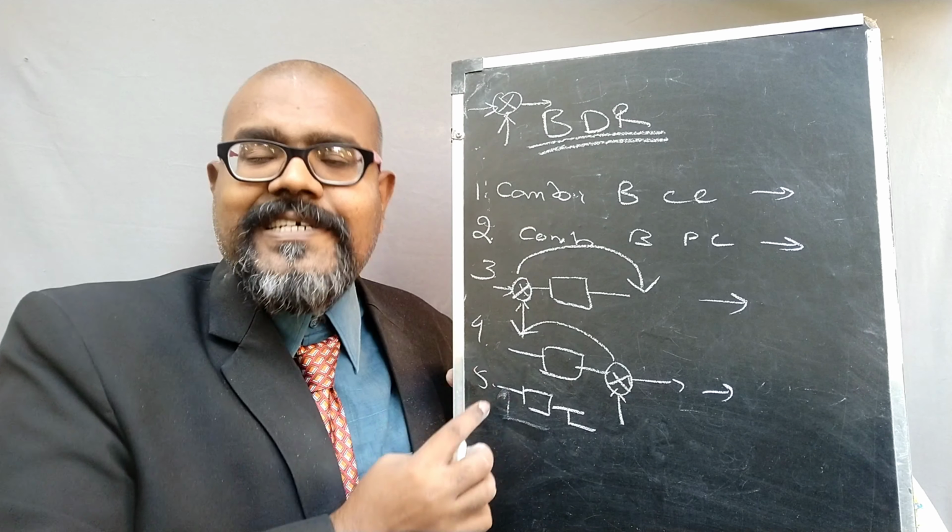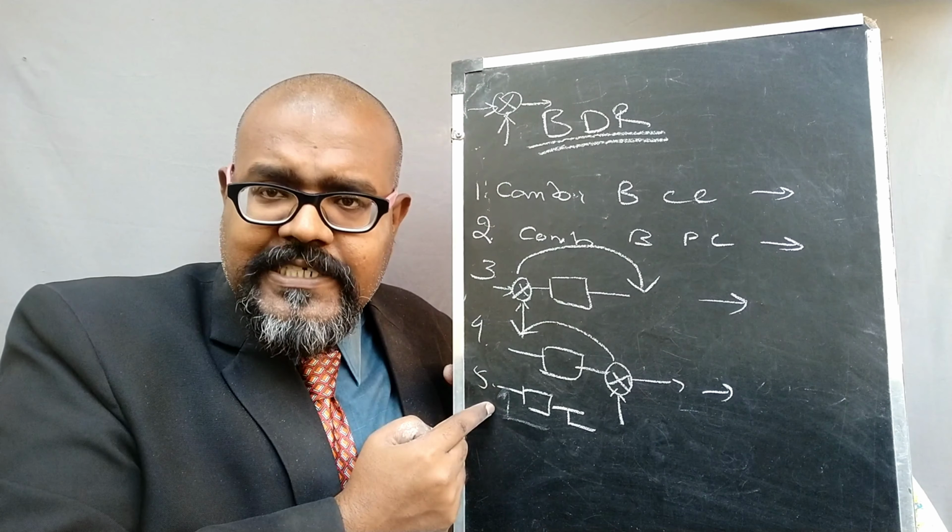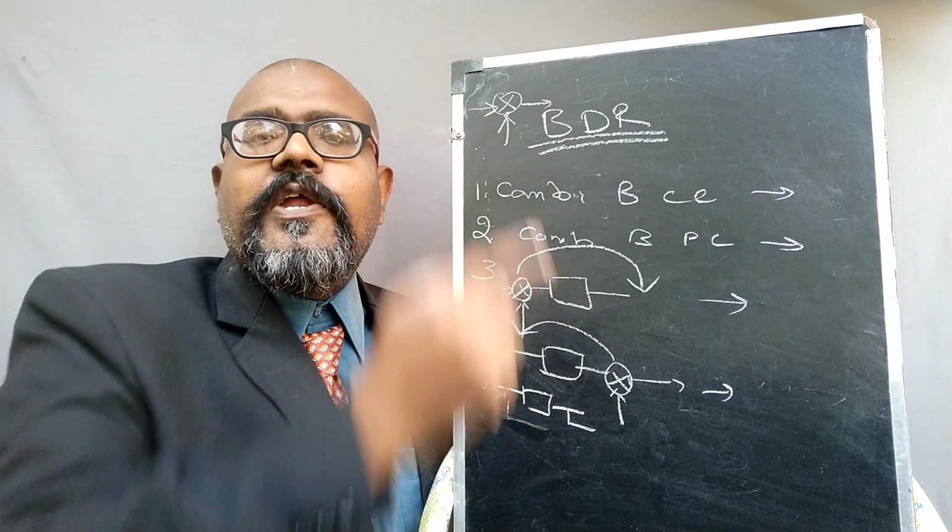So, these are all the conditions. According to the conditions, we need to apply the rule. Then, the next is the sixth. There is a summing point with 3 connections. For example, in case of 3 connections at a summing point, how can we split the summing point? Or if there are 2 summing points, how can we combine those summing points?